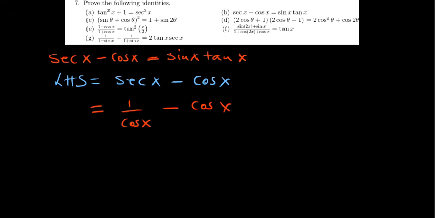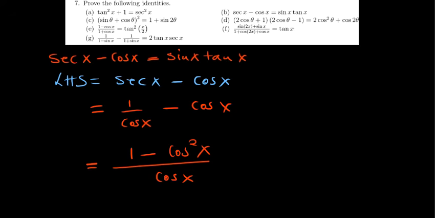Okay, at least we can come up with a common denominator. Cosine of x times 1 gives us 1, and the cosine of x times cosine of x will be cosine squared of x. Now, 1 minus cosine squared of x is what?